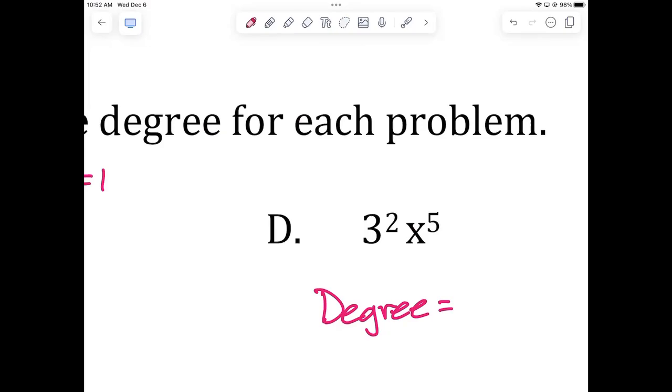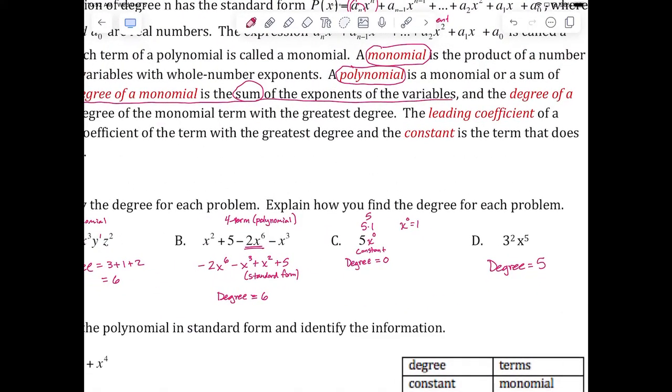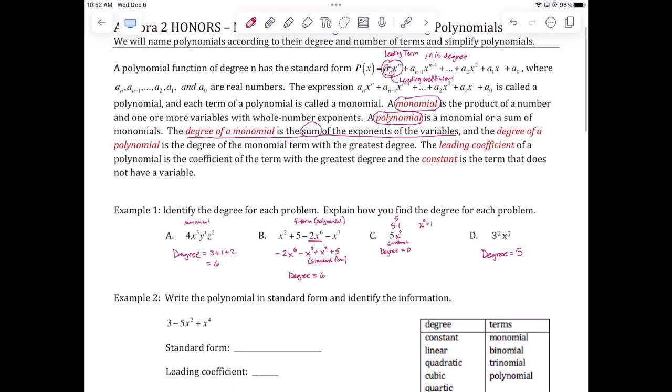Only to the variables. So might we try to trick you? Yeah, we might. We might be trying to trick you. Okay, the degree is 5. You think you can handle that in the homework? I'm pretty sure you can.